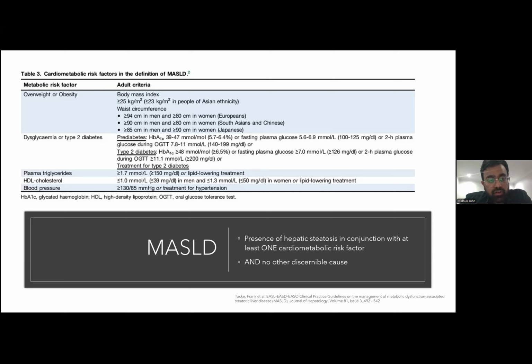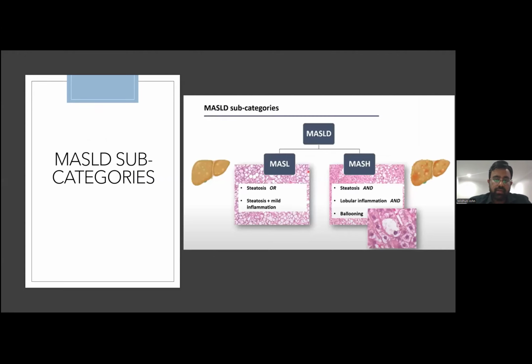You've got then the third, plasma triglycerides, where you have a reading of more than or equal to 1.7, or if you're on any sort of lipid lowering agents. HDL cholesterol less than 1 in men, as well as less than 1.3 in females, or if you're on lipid lowering drugs. And then lastly, blood pressure. So blood pressure of more than 130/85, or if you're on treatment for hypertension, considers you as having a cardiometabolic risk factor.